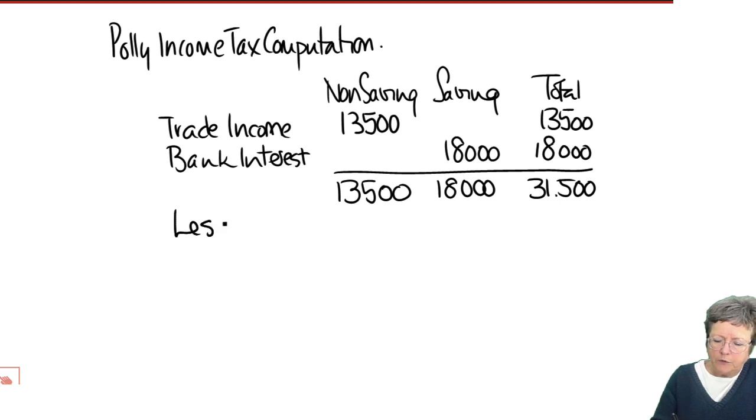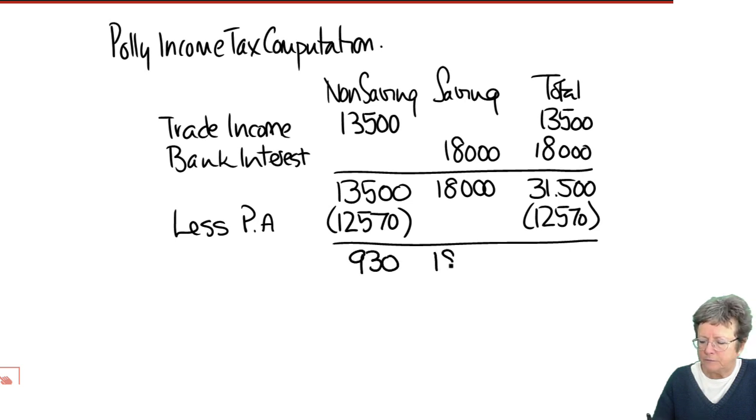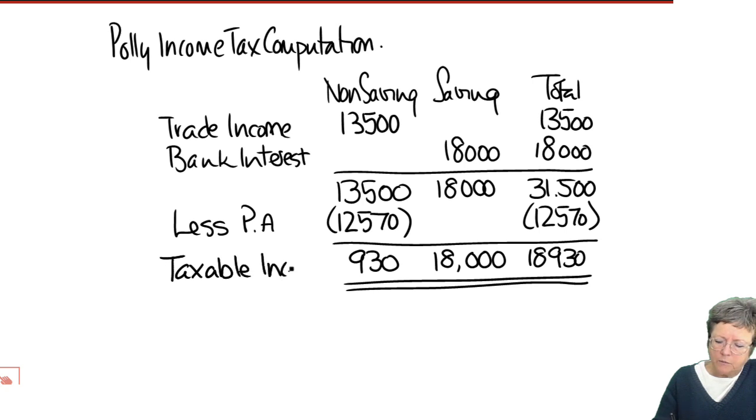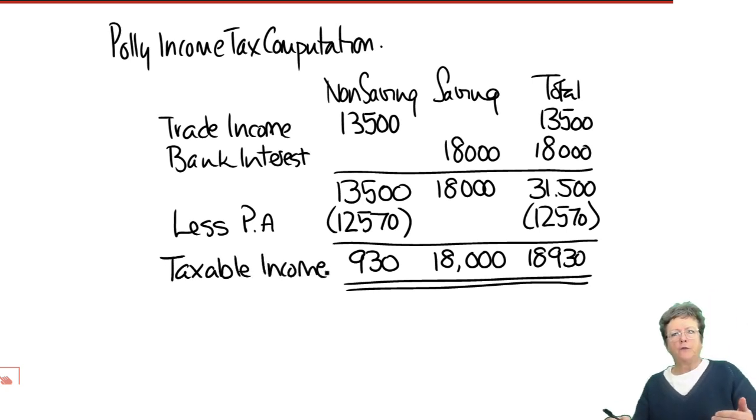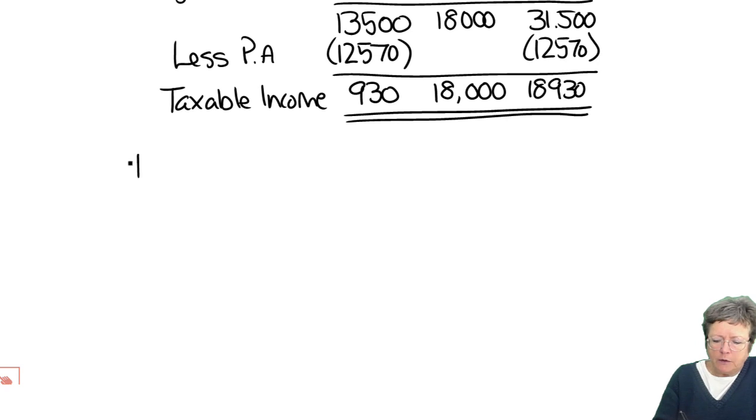Then we will deduct her personal allowance from the non-savings income first. Again, let's do the maths. So this is her taxable income. That's the first half of the pro forma done, nice and neat, well presented. Okay, so now we need to work out her tax liability.